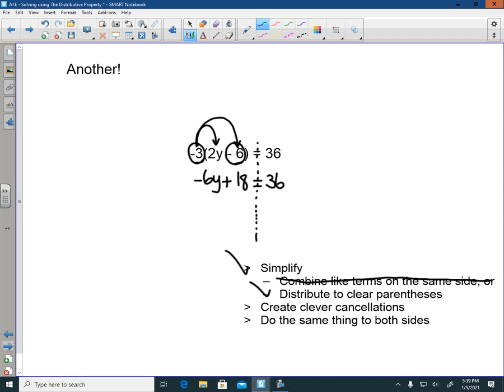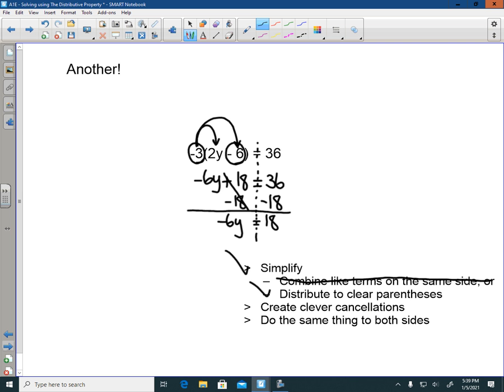We're going to create a clever cancellation by starting with that positive 18. We're going to start on the side that has the variable and get rid of the term that doesn't. We're going to subtract 18 from both sides. So these 18s cancel, and you have negative 6y left over here equals 36 minus 18, which is 18.